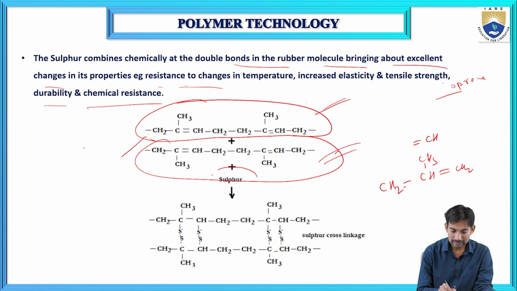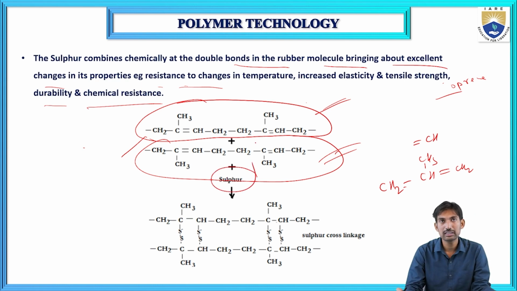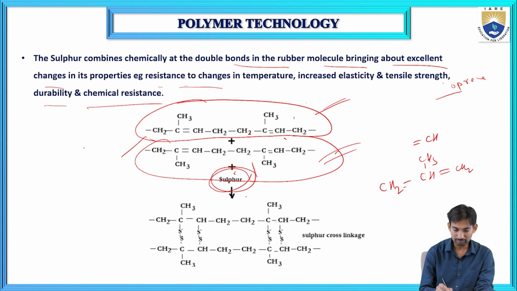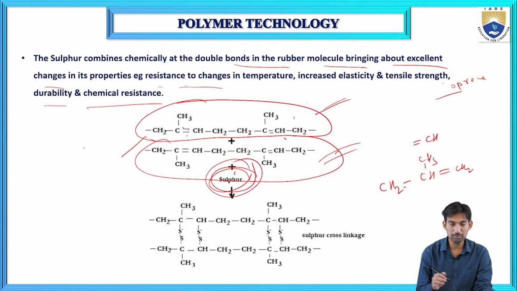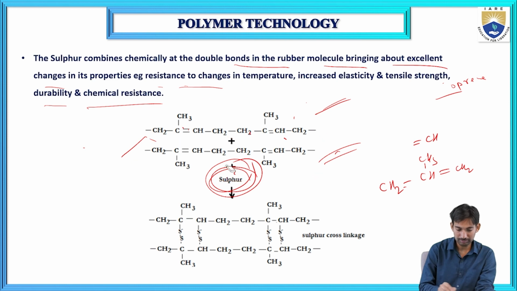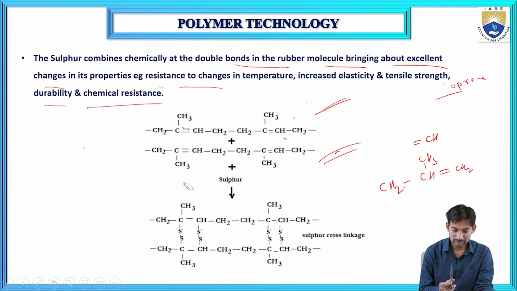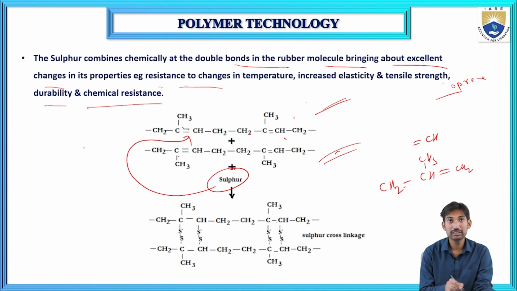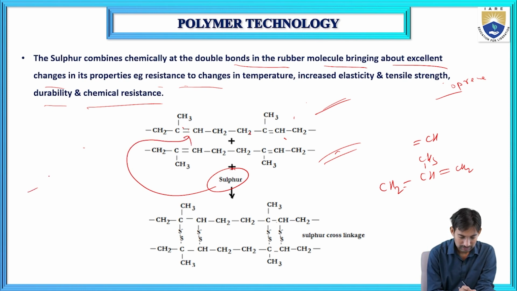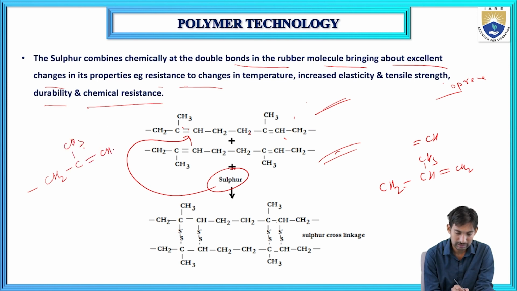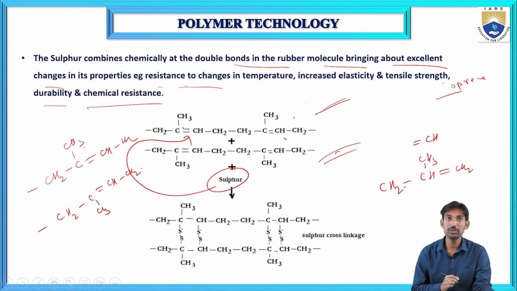Then we add sulfur to this polymer and heat it at 100 to 140 degrees centigrade. What happens? The sulfur addition takes place at these two double bonds. See how it forms: CH2, CH3, double bond, CH and CH2, like that. One more chain is there, also CH2, CH3, double bond, CH and CH2.